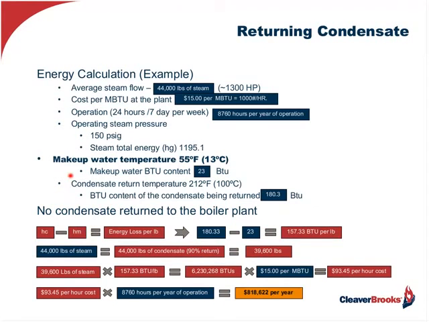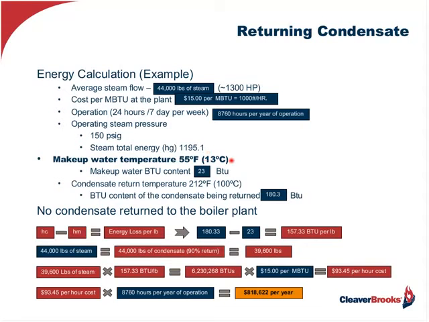In this particular example, we've got 44,000 pounds of steam per hour, and we've got a 1,300 horsepower boiler. I don't care if it's a fire tube or a water tube. The cost of steam today is about $15 per 1,000 pounds, which is equivalent to 1 million BTUs. Now, we're operating about 8,760 hours per year in this particular plant. We've got an operating pressure of 150 pounds. We've got total energy, that's the enthalpy of the steam, of 1,195 BTUs. Our makeup water in this particular case is 55 degrees Fahrenheit.